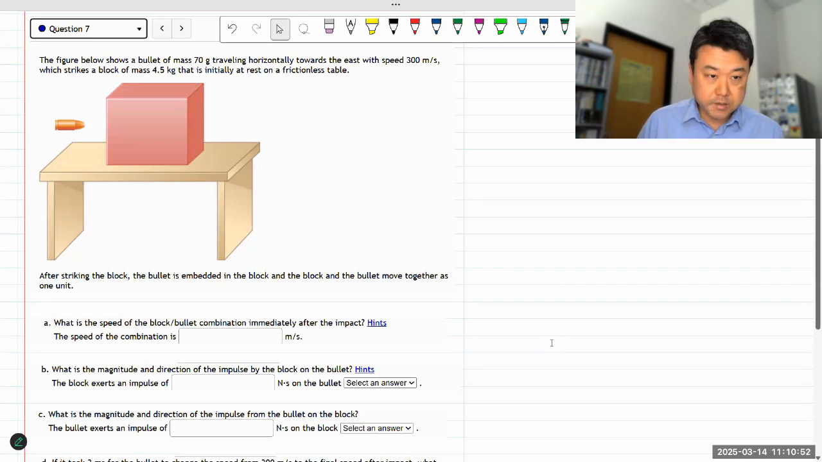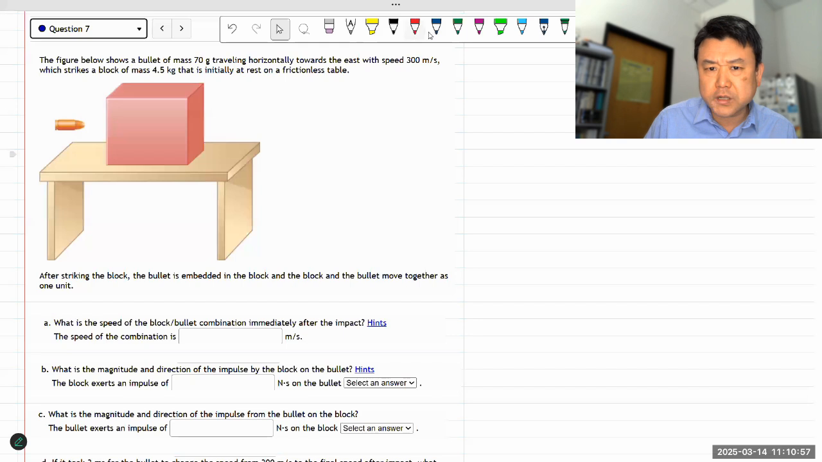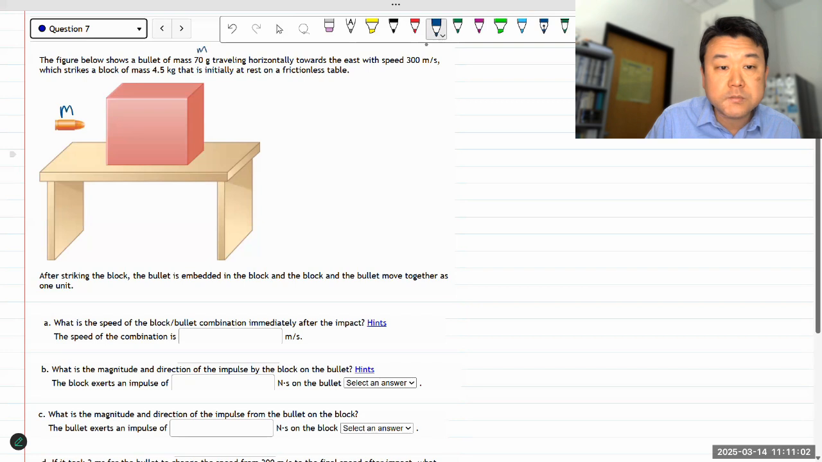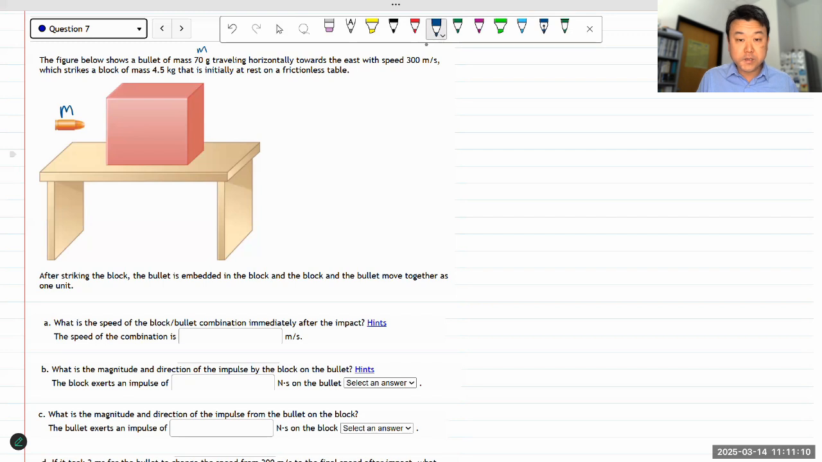So this question says the figure below shows a bullet of some mass. Let me just start doodling and writing down symbols so that I understand what information is given to me. A bullet of some mass traveling horizontally toward the east with a speed, let me say v naught for initial, strikes a block of mass, let's say capital M. That applies to both the description up there and the figure here. It is initially at rest on a frictionless table. Okay, seems simple enough. Moving at some speed v naught.